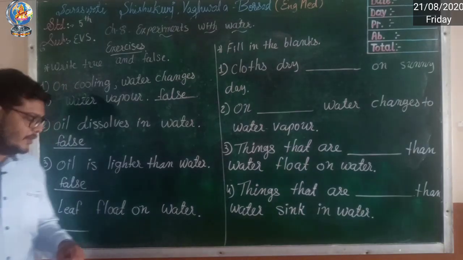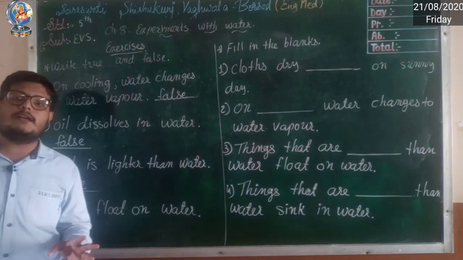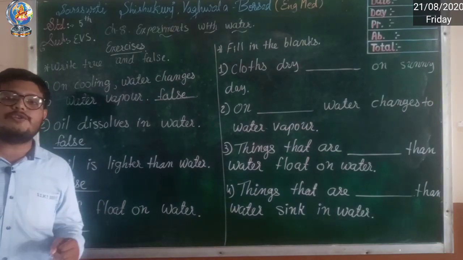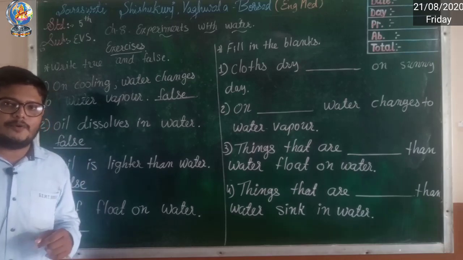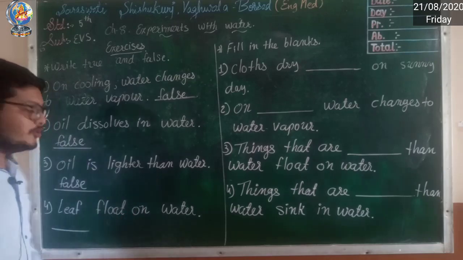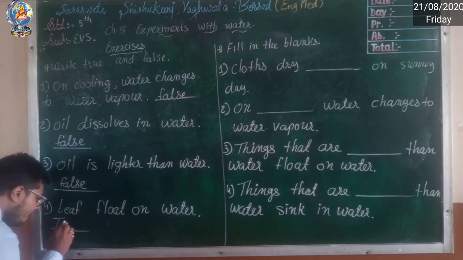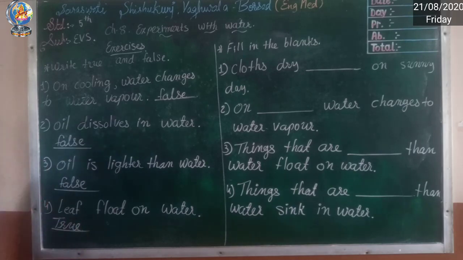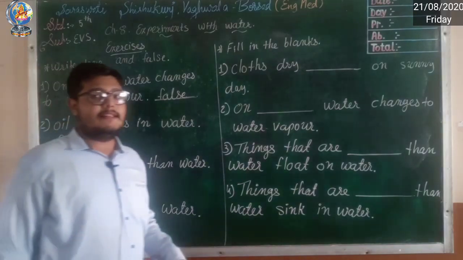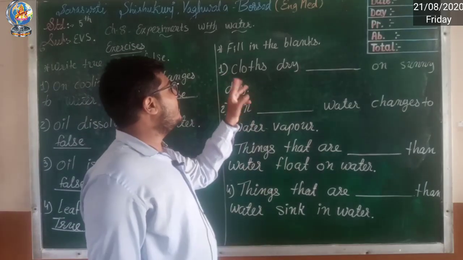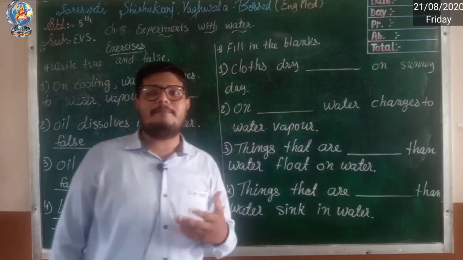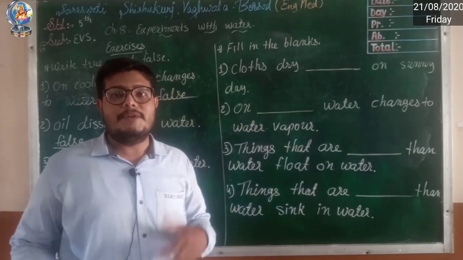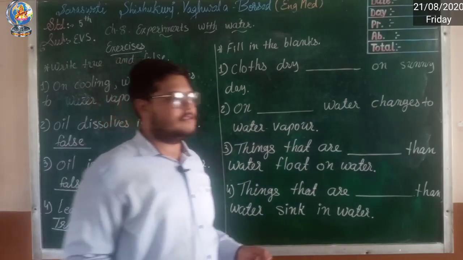Next one. See here: leaf floats on water. So yes, a leaf is lighter than water, so it will float. So it will be true. Okay, see the next one. Fill in the blanks here. First one: clothes dry blank on a sunny day. Clothes dry faster on a sunny day.